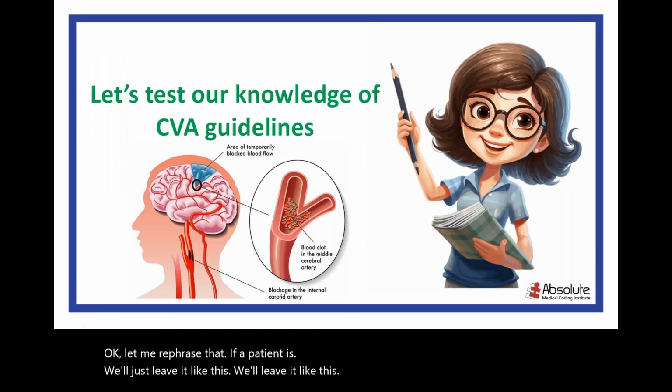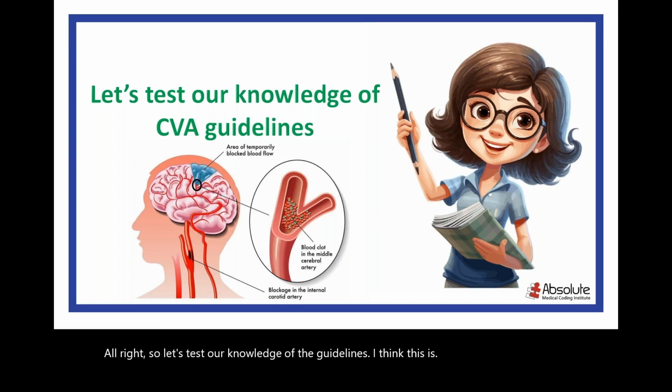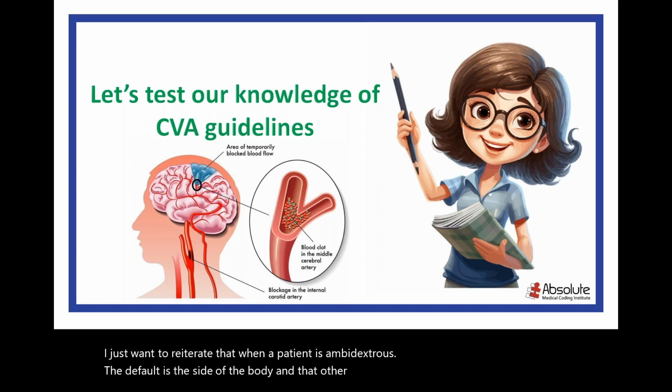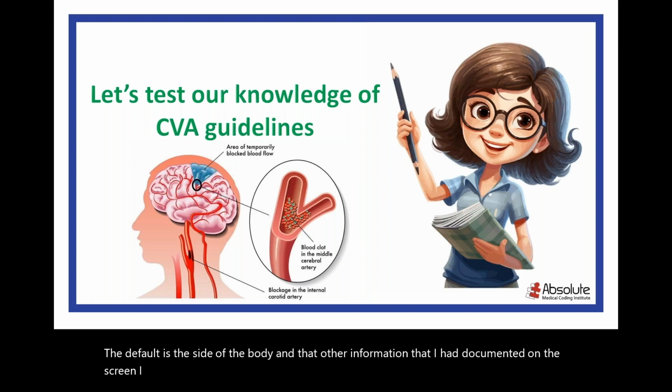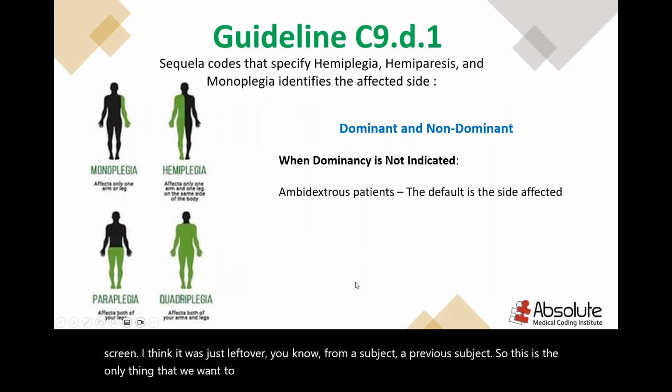All right, so let's test our knowledge of the guidelines. I just want to reiterate that when a patient is ambidextrous, the default is the side of the body. And that other information that I had documented on the screen, I think it was just left over from a previous subject. So this is the only thing that we want to discuss. And then we're going to look at the guidelines.